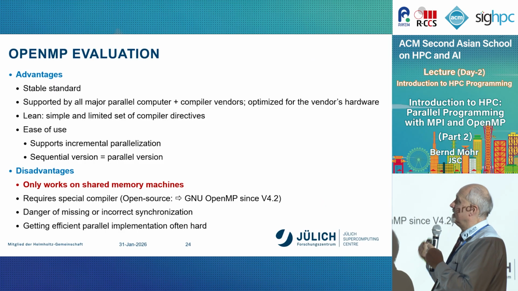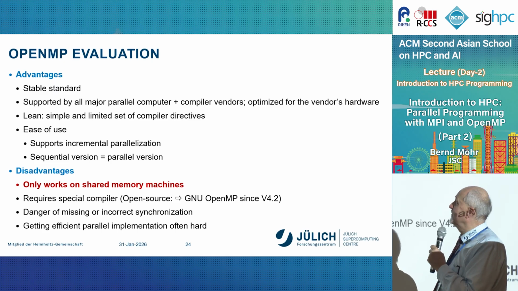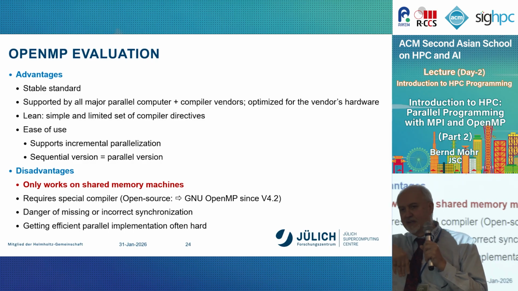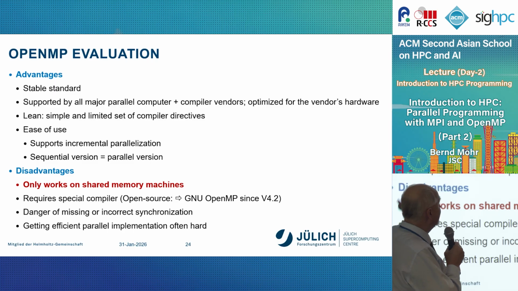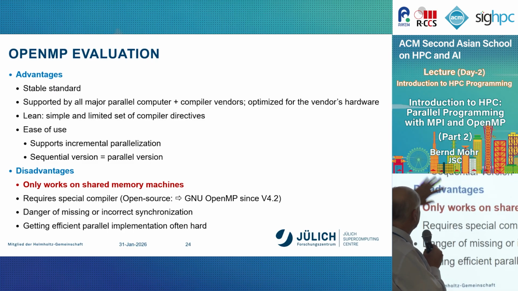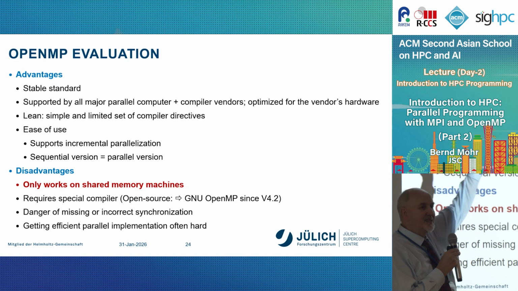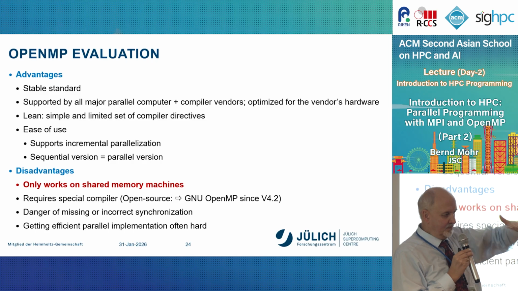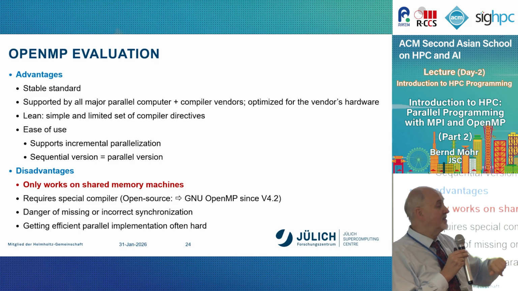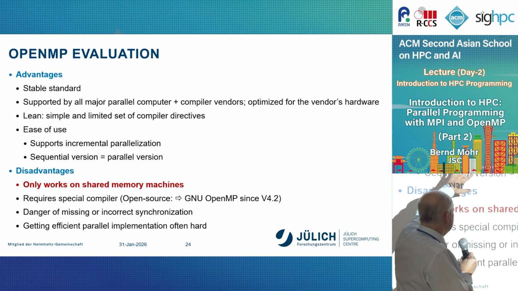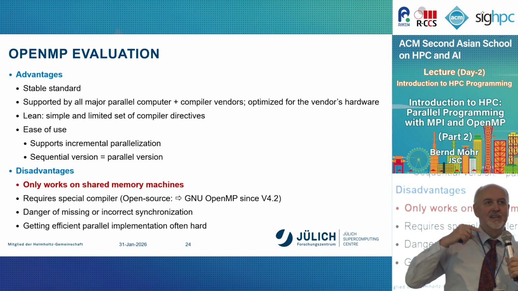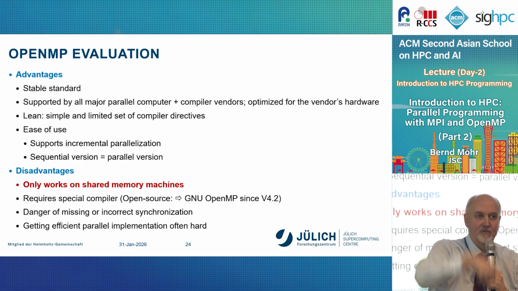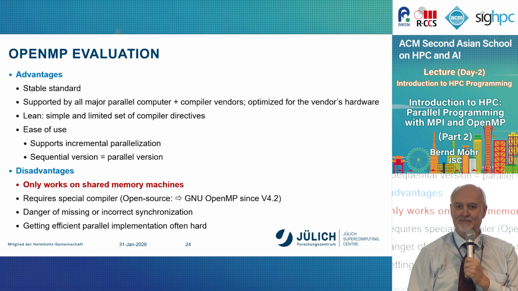Advantages, like MPI, it's a stable standard, it's well defined, and it's supported by all the computer and compiler people. Fukaku, Intel, GNU, all of them support OpenMP. It's a small number of basic pragmas that you can add to your program. The nice thing is, you can do it step by step. In MPI, you have to change the whole program so that it does MPI.